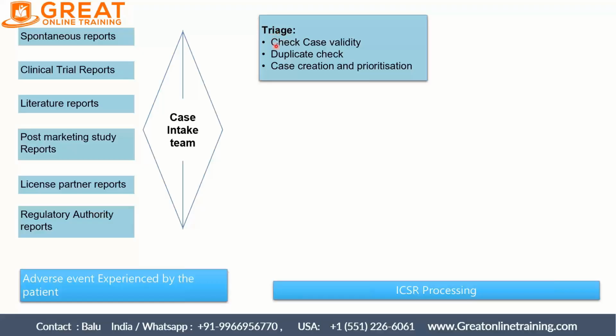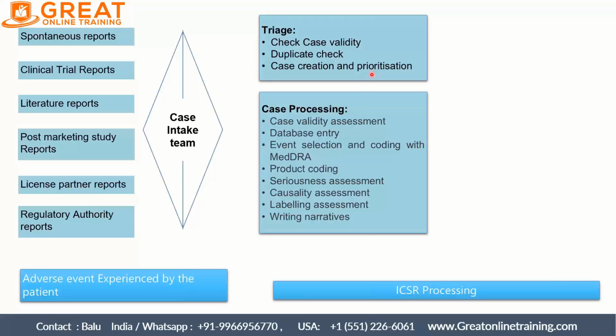The triage team will check the case for the initial validity assessment. They will check whether the case is new or already received, or they will create the case and prioritize it, and then send the case for case processing. In case processing, again, we will do the final check on the case validity as a case processor. In the case validity assessment, we need to follow multiple guidelines. There are 4 validity criteria which we have to follow. If the case meets all these 4 validity criteria, then only that report will be submitted to the regulatory authority.